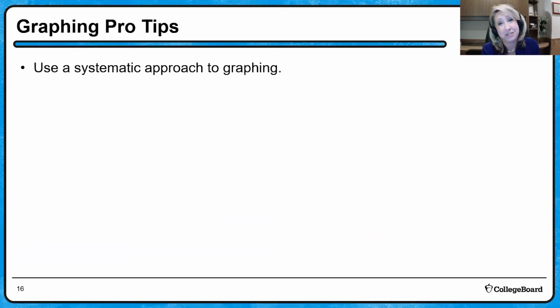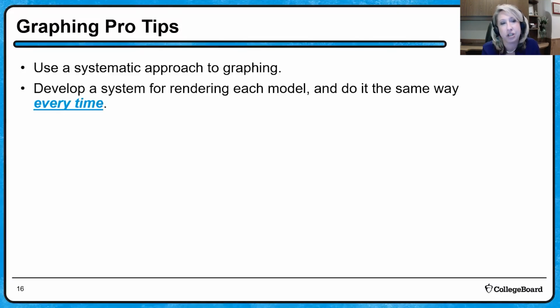All right, so as a reader, as a longtime AP economics teacher, I implore you to use a systematic approach to graphing. So what that means is develop a system for rendering each model and do it the same way every single time, right? You want it to become automatic. You want your brain power focused on how to use the model in the context of the question being asked, not what goes on the vertical axis again? What's the downward sloping curve labeled? You want that to be automatic. And so if you practice it in a systematic way, it's going to be very easy for you to use it on the exam.